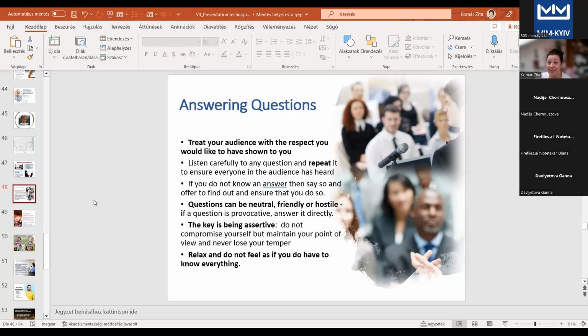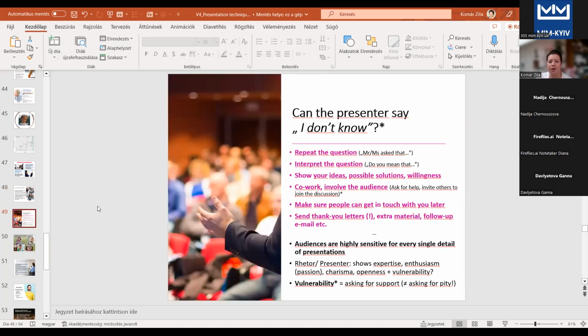They can really push you to the limits, let's say, and sometimes business partners can push you to the limits. So make sure that you're cool and calm, and answer the questions in a friendly and open way. Try to be assertive. Tomorrow we will talk about assertiveness. Also, if you feel that you don't know the answer, there are some tricks that can help you.